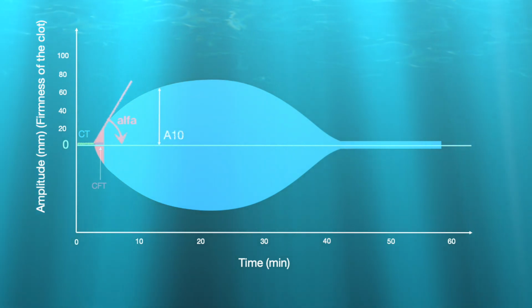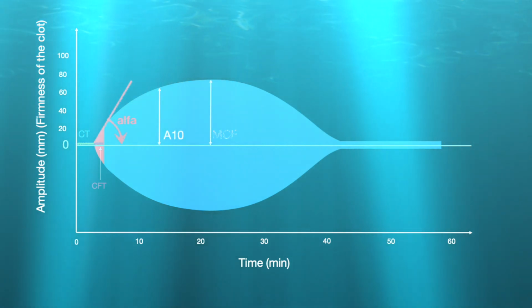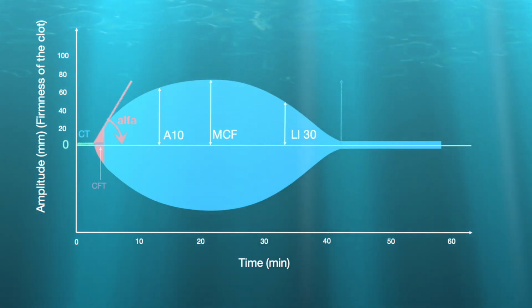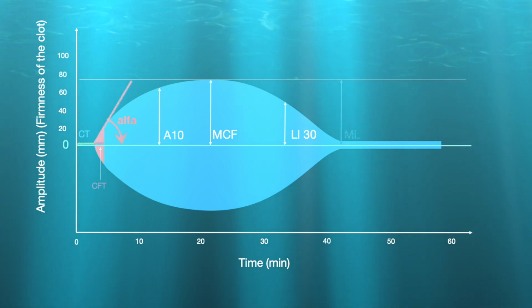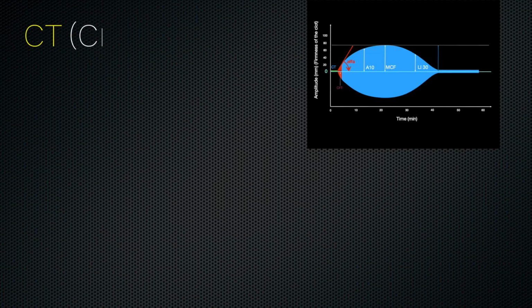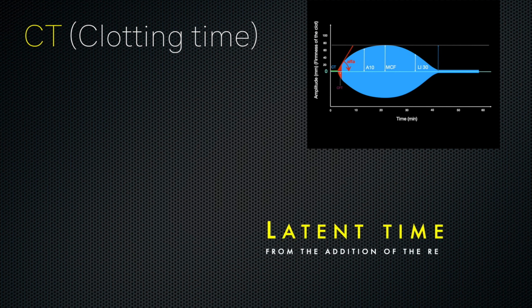For better memorization and understanding, we can say that we have two parameters for the hardness of the clot and two parameters for the lysis of the clot. There is just one parameter for the initial stage when the clot prepares to form. This is CT, clotting time. This is the latent time from the addition of the reagent to the blood to the onset of the clot.